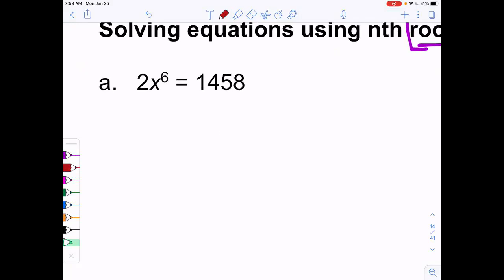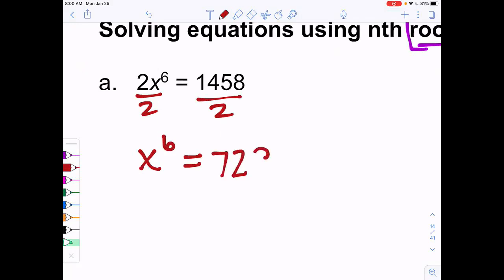Jordan, what would you typically do first to solve this equation? Yeah, just because it says x to the 6th doesn't change the steps or the process of isolating x. Wherever x is, we're going to isolate it. Do you know what that is, Jordan? 729, you said, right? Yeah.